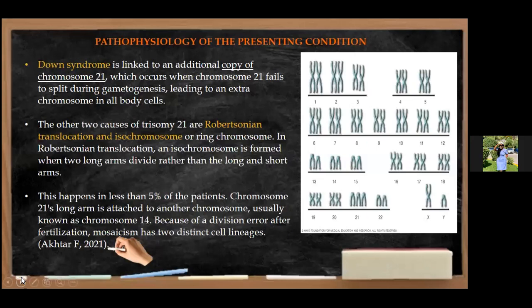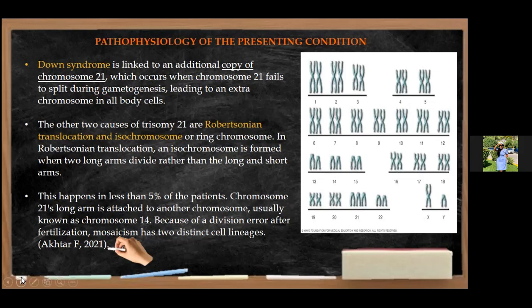Pathophysiology of the presenting condition. Down syndrome is linked to an additional copy of chromosome 21, which occurs when chromosome 21 fails to split during gametogenesis, leading to an additional chromosome in all body cells. The other two causes of trisomy 21 are Robertsonian translocation and isochromosome, also known as ring chromosome. In an isochromosome, the chromosome is formed when two long arms divide rather than the long and short arms. This happens in less than 5% of patients.